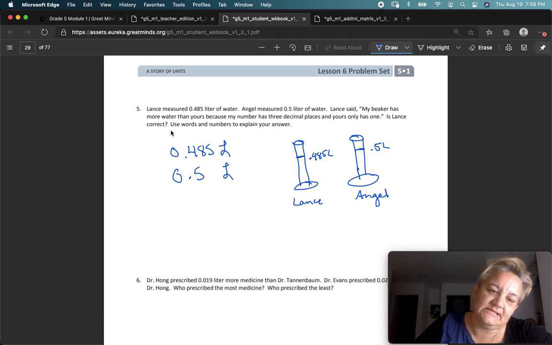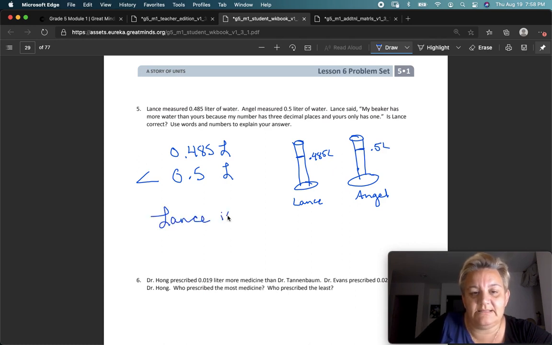Let's look at this. 0 and 0 is the same. Then 4 and 5: 5 is bigger. So in fact, this number is bigger, even though the other number has 3 digits after the decimal. Okay? So Lance is incorrect.